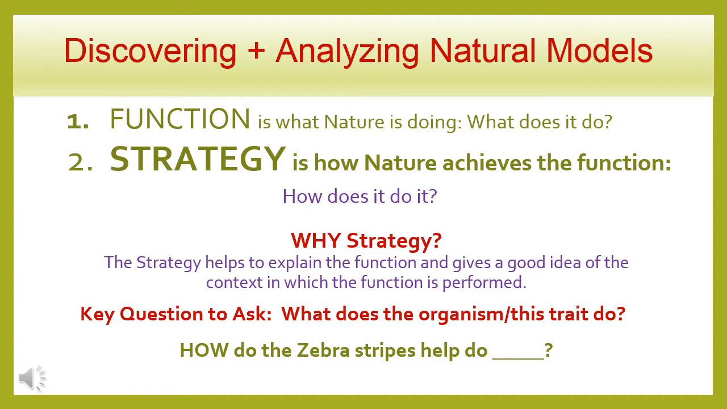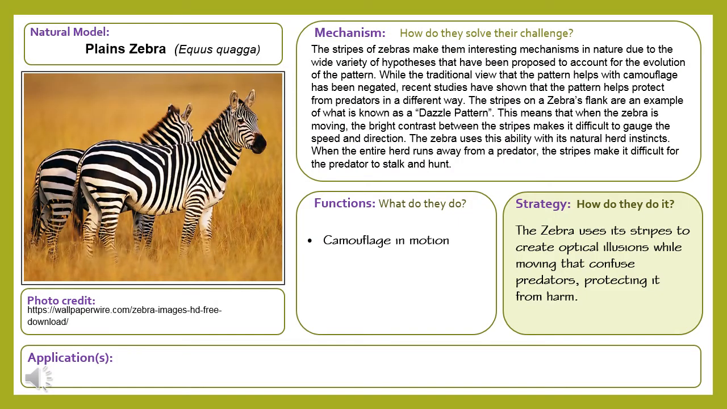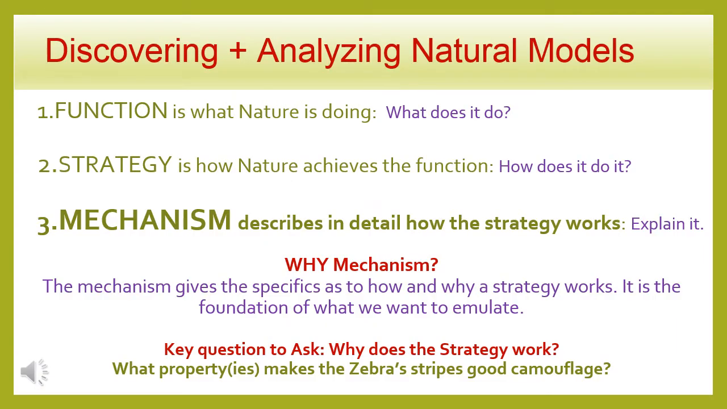A woodpecker protects itself differently than a mussel would, and both are different from a coconut. Each one uses a different method to essentially do the same thing because of the immediate needs of that organism. Understanding the strategy in which an organism lives and performs is helpful in understanding the biomimicry application in your design. So the strategy here is the zebra uses its stripes to create optical illusions while moving that confuse predators, protecting it from harm. The final part is the mechanism. The mechanism is the detailed explanation of how a strategy works.